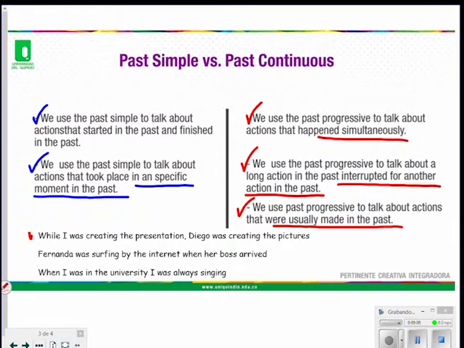Examples: simultaneous action. While I was creating the presentations, Diego was creating the pictures. Two actions at the same time. We use the past progressive to talk about a long action in the past interrupted by another action. Fernanda was surfing the internet when her boss arrived. And third example, when I was in the university, I was always singing. It was a usual action made in the past.